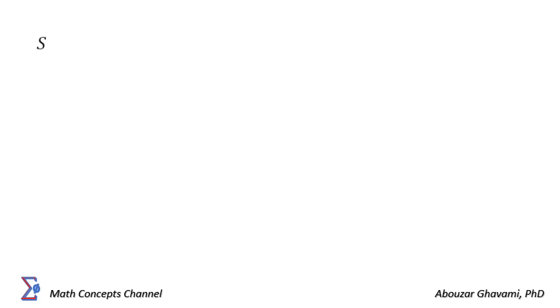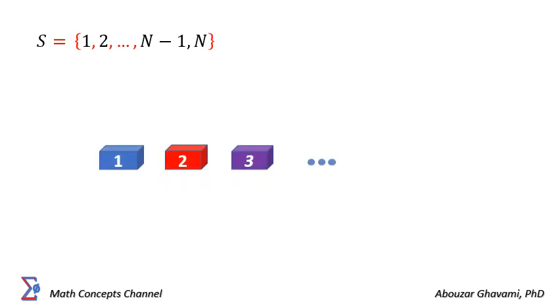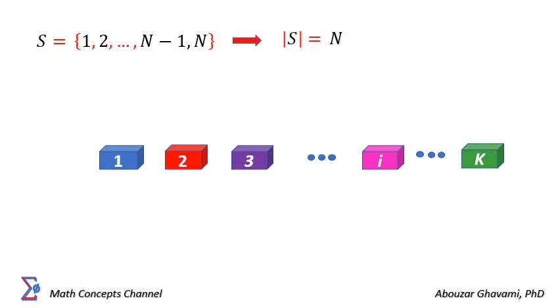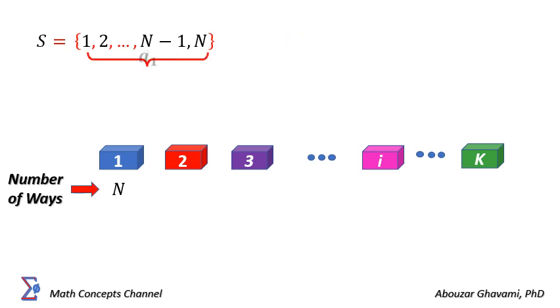Let S denote the set of n distinct objects that are numbered from 1 to n. Let's consider k different places that are numbered from 1 to k. S has n distinct objects. Thus, we have n different options to select one of the elements in S and put it in the first place. So, the number of ways we can select an object from S and put it into the first place is equal to n.